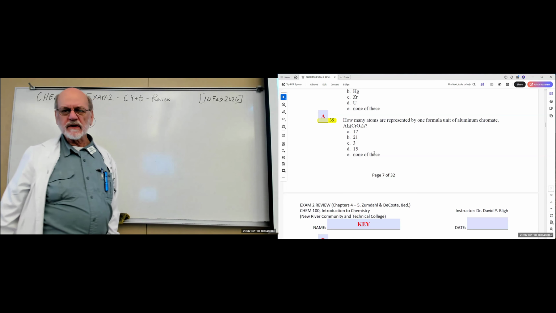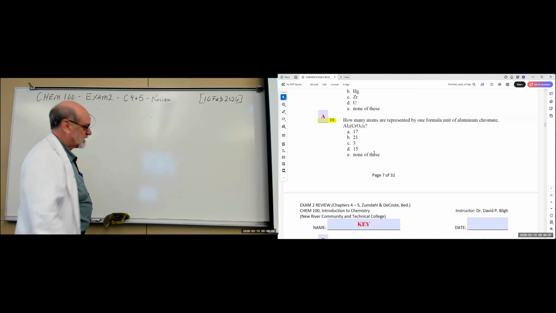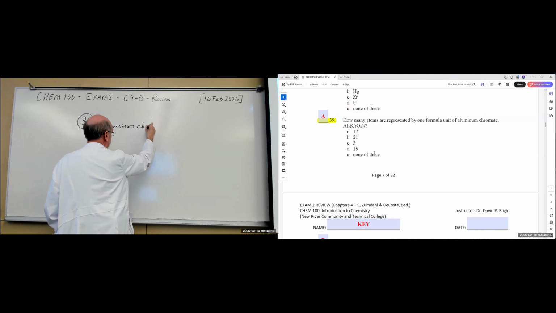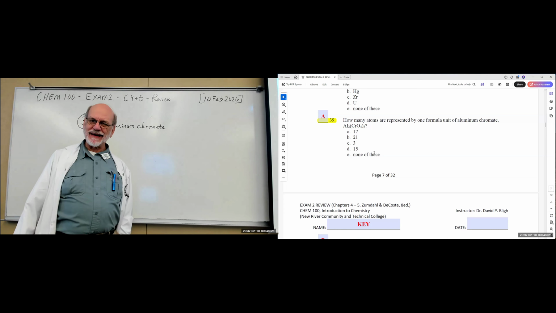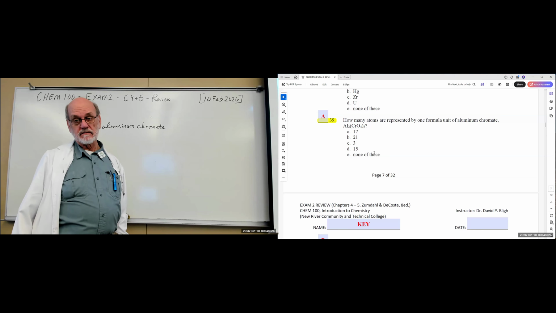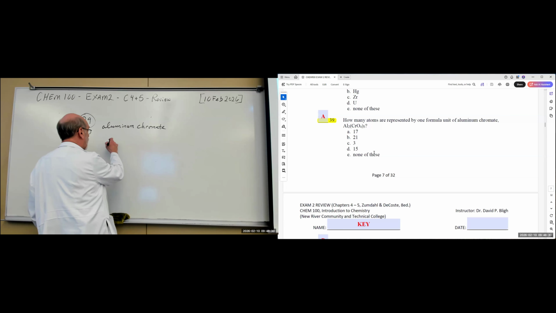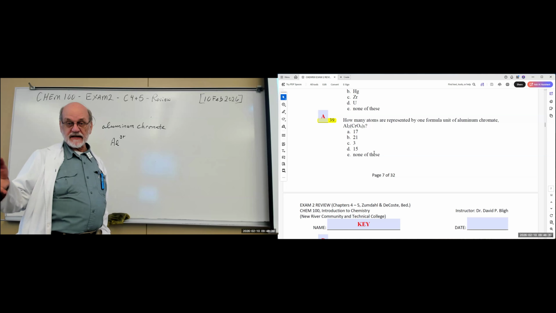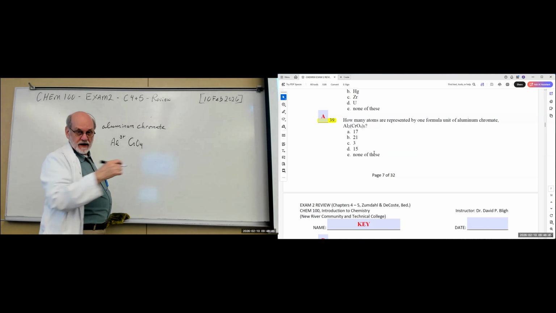All right, aluminum chromate. How many atoms are represented by this formula? Aluminum chromate. First of all, is that a valid name? Look at the metal. Does aluminum have a fixed charge? Yeah. When it's in a compound, aluminum has a 3+ charge every time, always. All right. Chromate. Look up chromate in that table, and you find that it's CrO4 with a 2- charge.